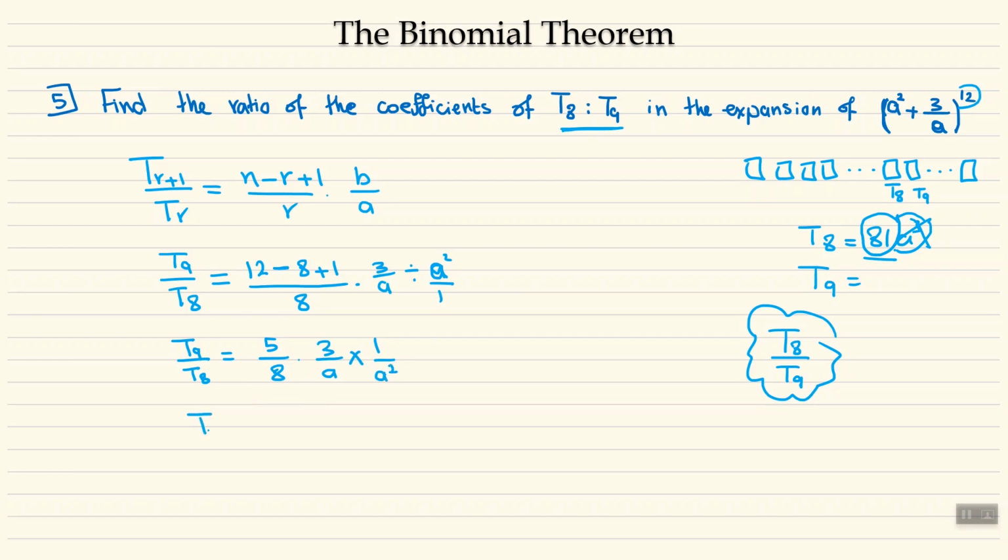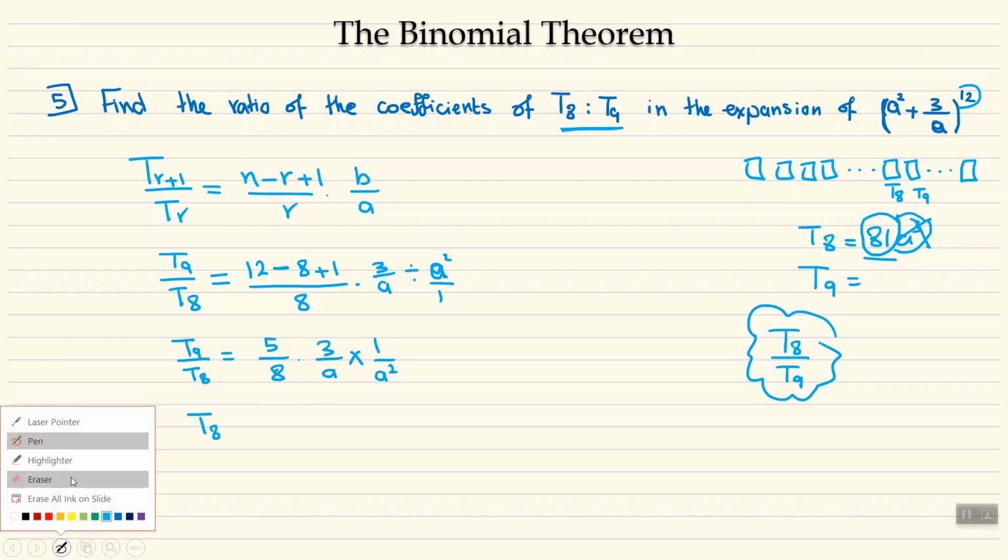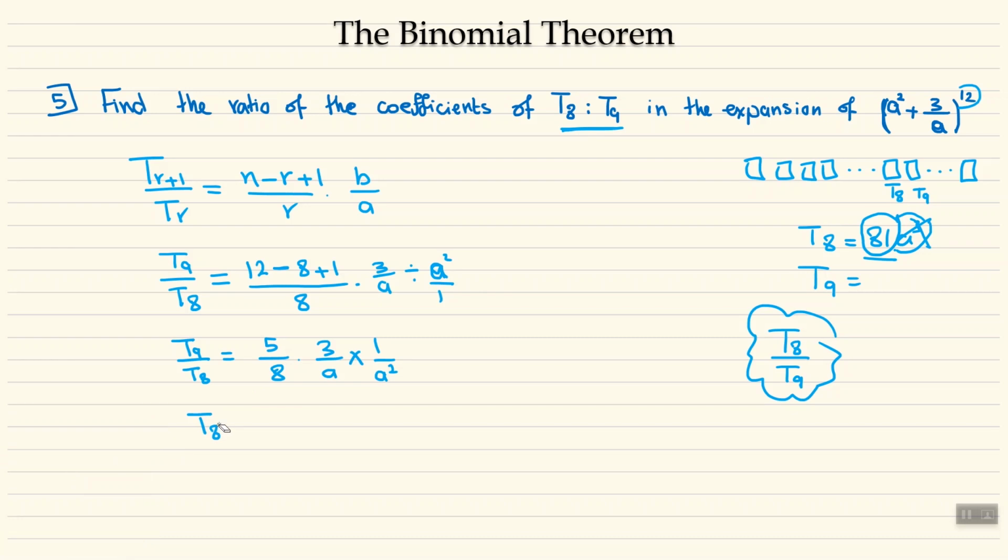Now, what I strongly recommend here is you do what I did in the previous question, which is write the numbers first and then write the letters. So it's T9 over T8 equals 5 times 3 is 15 over 8 times 1 over a cubed. a times a squared is a cubed. Separate the number from the variables.